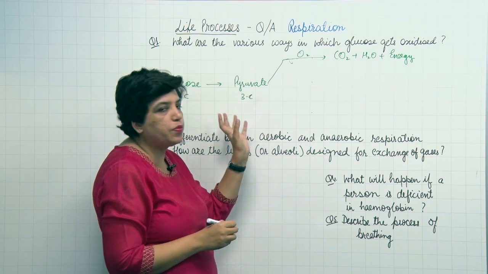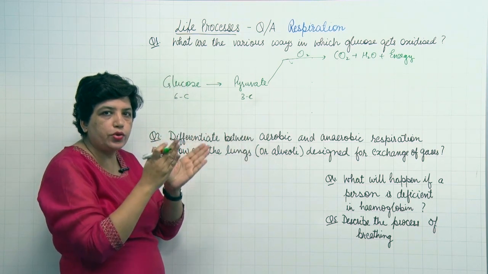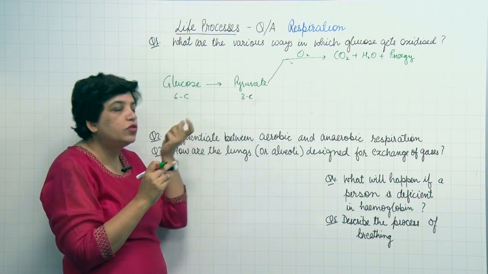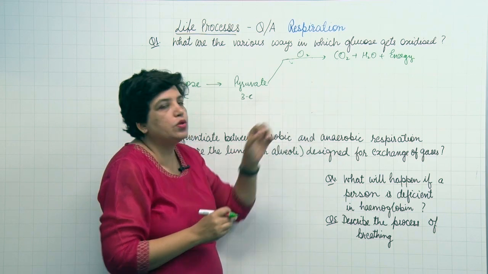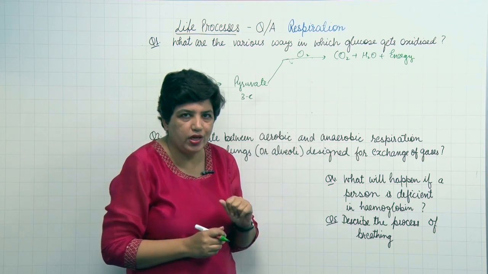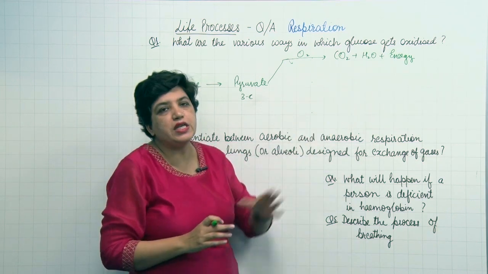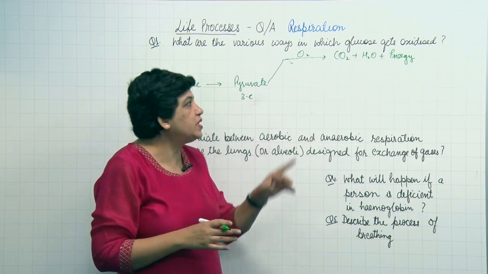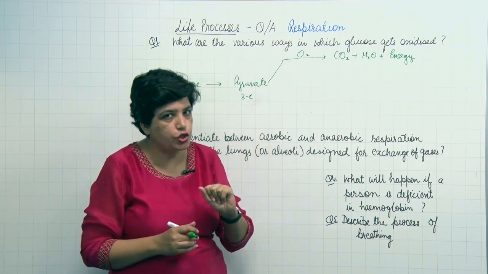So there is a complete breakdown. From a 6-carbon compound chain, it is broken down into a molecule with 3 carbons. Then it is further broken down into molecules containing 1 carbon only. So there is a complete breakdown of glucose molecules with release of energy. This happens only in aerobic respiration, when there is enough oxygen.